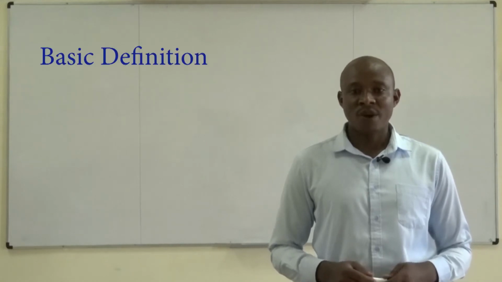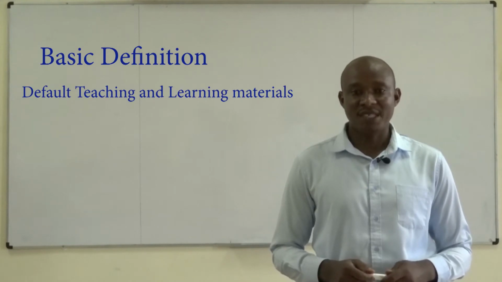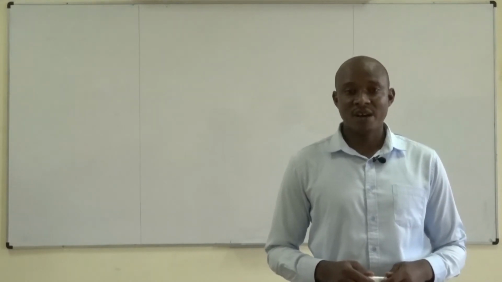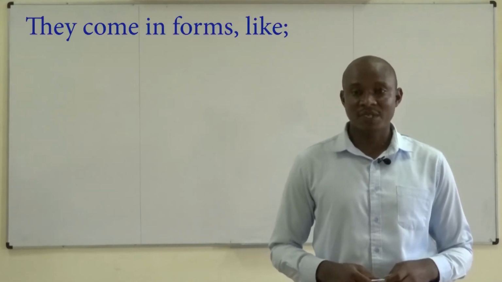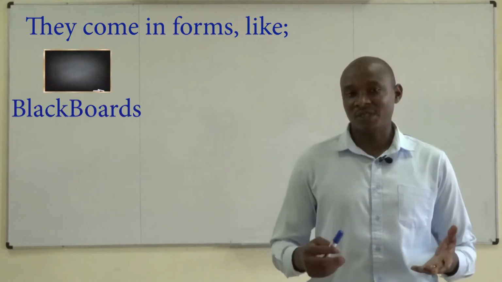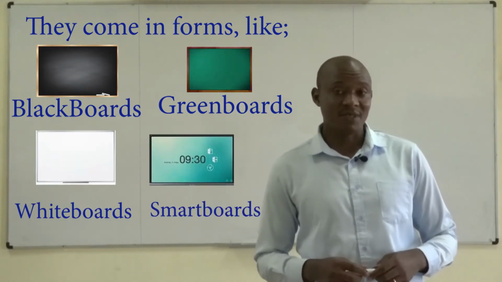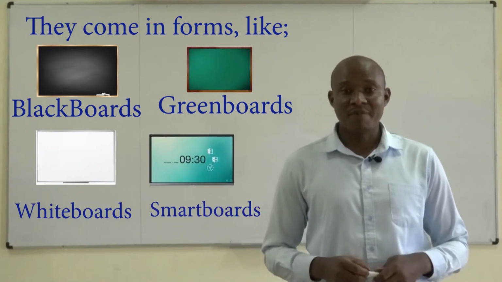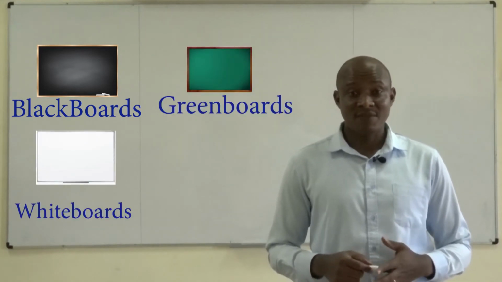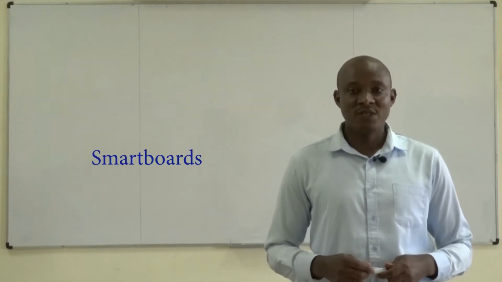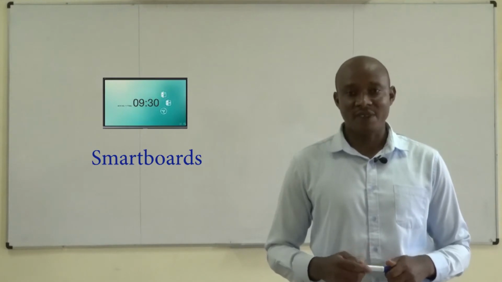Writing boards are what I commonly refer to as default teaching and learning materials. They are commonly found in almost all classes. They come in various forms like blackboards, green boards, whiteboards, and even smartboards. The usage and purposes of black, green, and whiteboards are relatively the same. Usage of smartboard, which is slightly different, is explained in a different video.